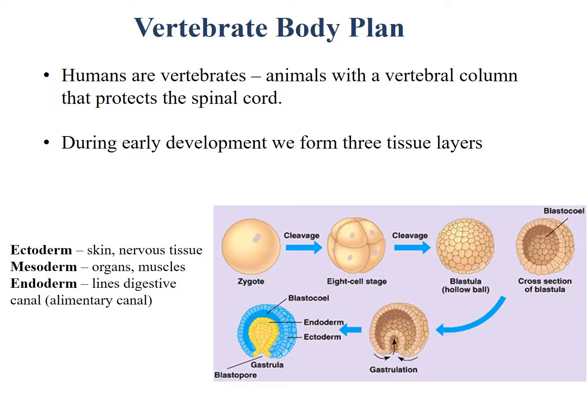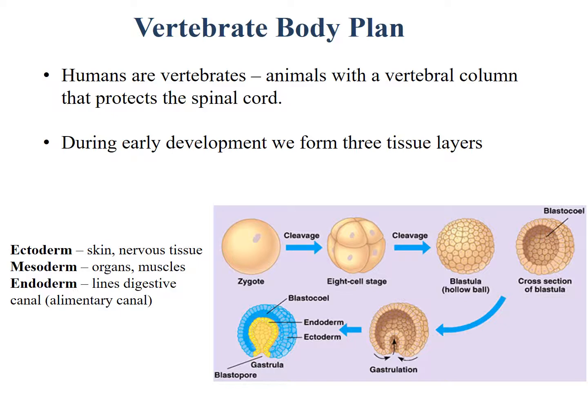Humans are vertebrates. This means they're animals with a vertebral column that protects and houses the spinal cord. Now, during early development, we actually form 3 tissue layers. You'll notice the diagram here at the bottom starts with us as a zygote, a complete cell. From there, we actually divide.